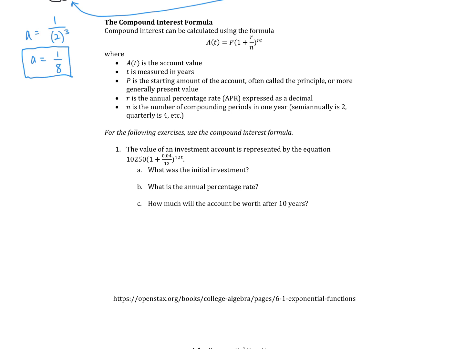Some common ones are semi-annually, which means twice a year, so N would be 2. Quarterly would be 4. Annually would be 1.